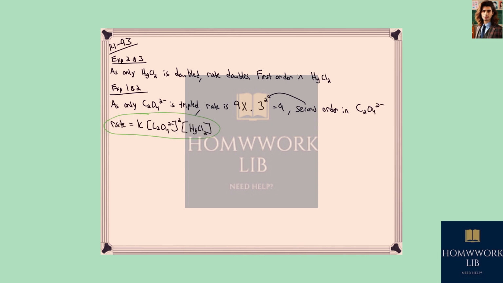So the rate law is simply rate is equal to k multiplied by the concentration of C2O42- squared multiplied by the concentration of HgCl2. The next part of the question wants us to determine the value of the rate constant with proper units. To determine the value of the rate constant from this equation that we just derived, if we know the rate and the two concentrations, we can solve for k.